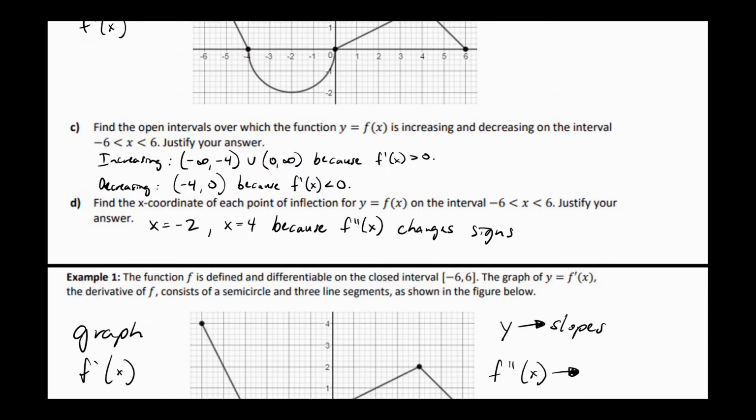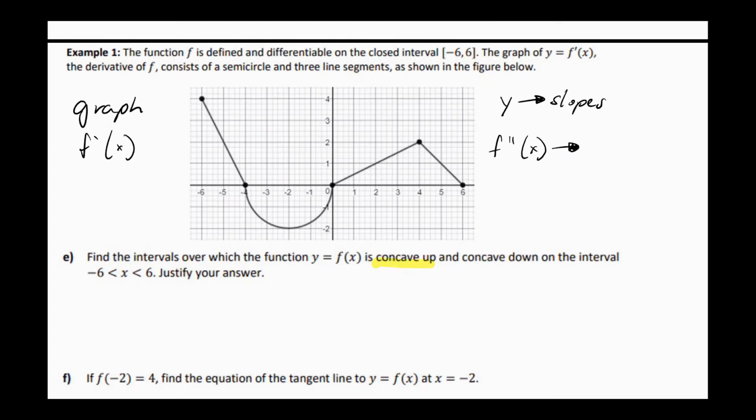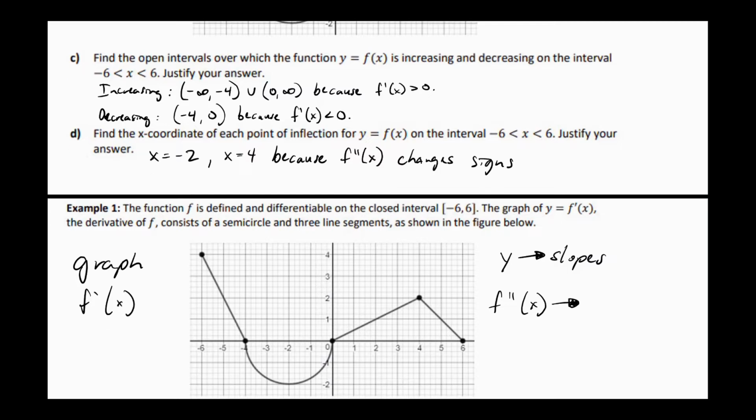We did it for letter D. Now we got to do it for letter E. Concave up and concave down. So we got to find where is it concave up, where is it concave down, and we have to justify your answer. Okay. So we know where the points of inflection are. We did that yesterday. We said -2 and 4 are points of inflection.